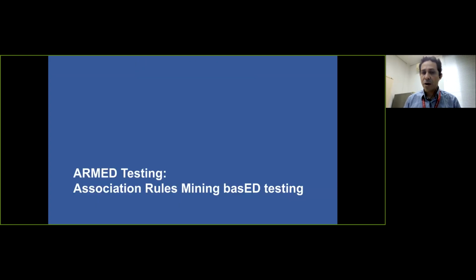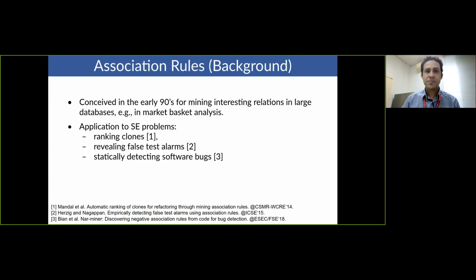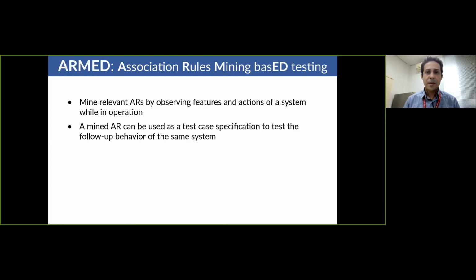Here's our idea to approach this problem. We propose an approach called armored testing that mines association rules from which we can derive testing inputs and oracles. Association rules are not a new concept. They were conceived in the early 90s for mining interesting relations in large databases, for example, in market basket analysis, and they have been successfully applied to solve some software engineering problems, from hacking code clones to statically detecting software bugs.